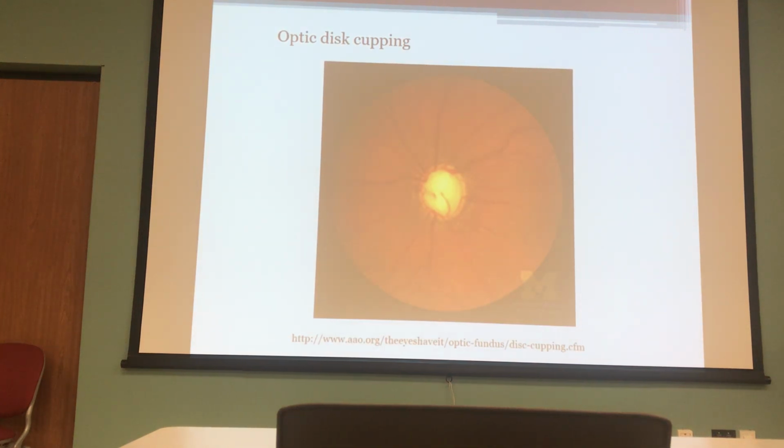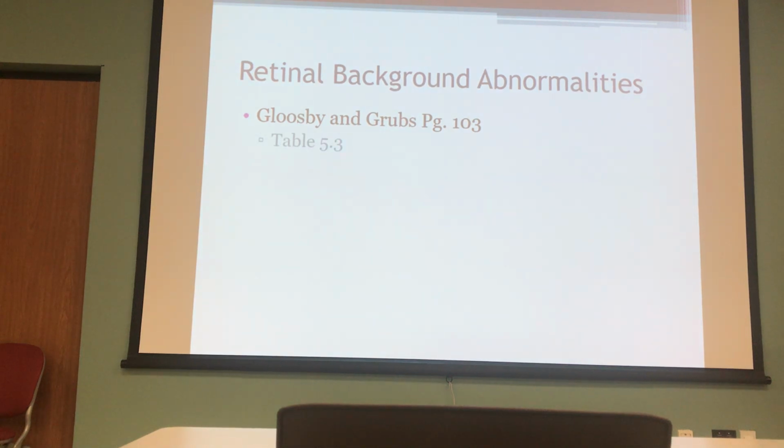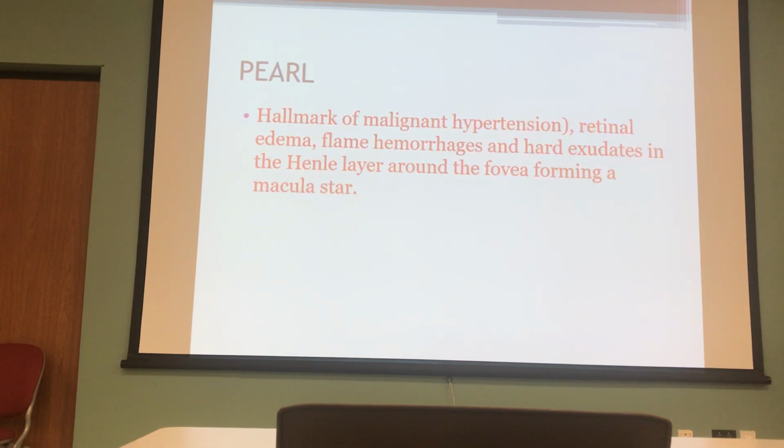Optic disc cupping. When you see optic disc cupping like this, usually you want to think of glaucoma. Optic disc cupping will usually be because there's an increase in intraocular pressure. I'm sorry, optic disc cupping is associated with glaucoma. Guzman's rubs, you can actually look at retinal background abnormalities on this page. I'll let you look at it on your own.